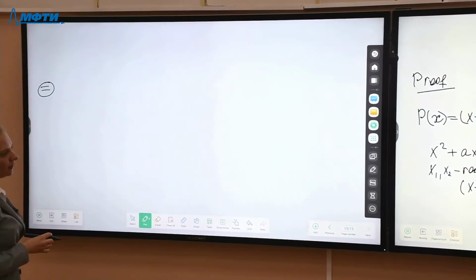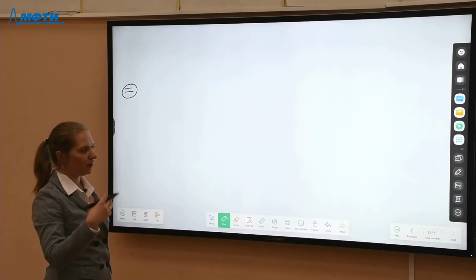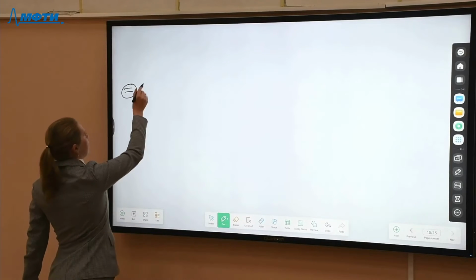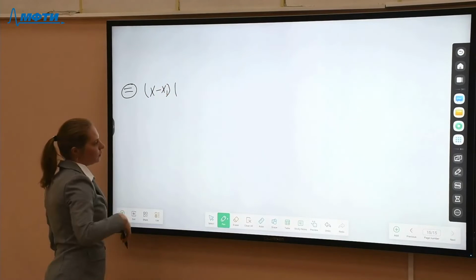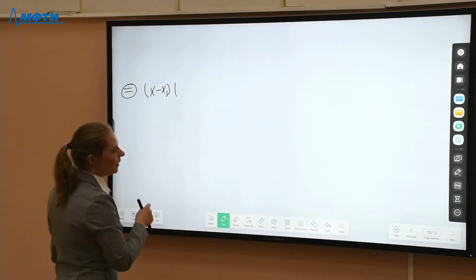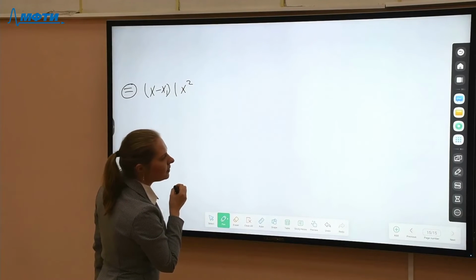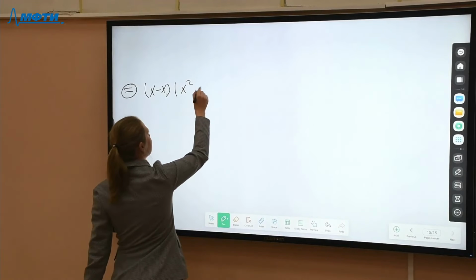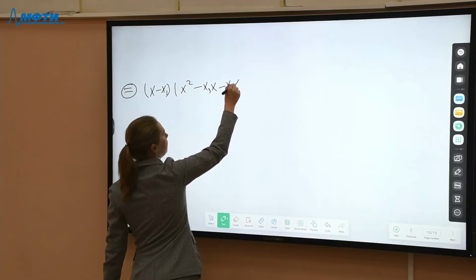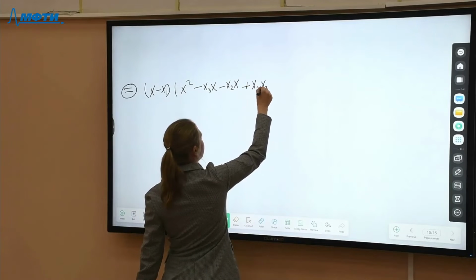So again, to multiply two or more polynomials, we need to multiply each term of the first polynomial by each term of the other polynomials. Well, let's do it step by step. I will leave x minus x1, and then I will multiply the other two brackets. Each will be x squared minus x3 times x minus x2 times x plus x2x3.